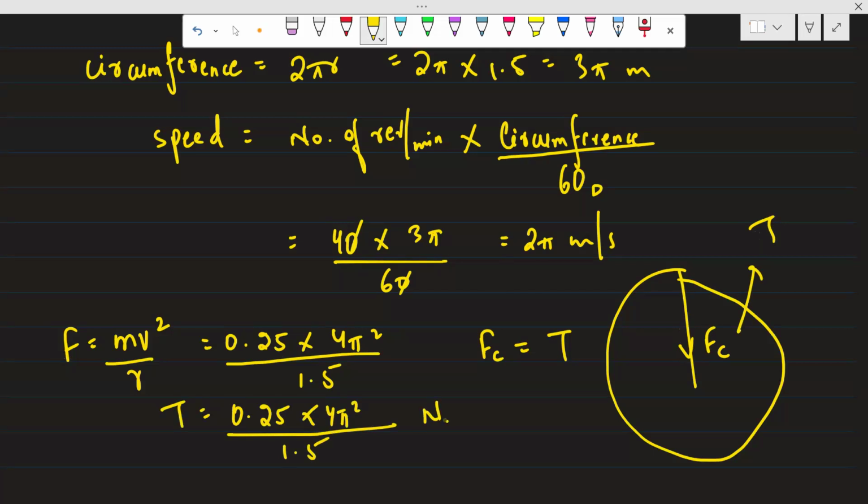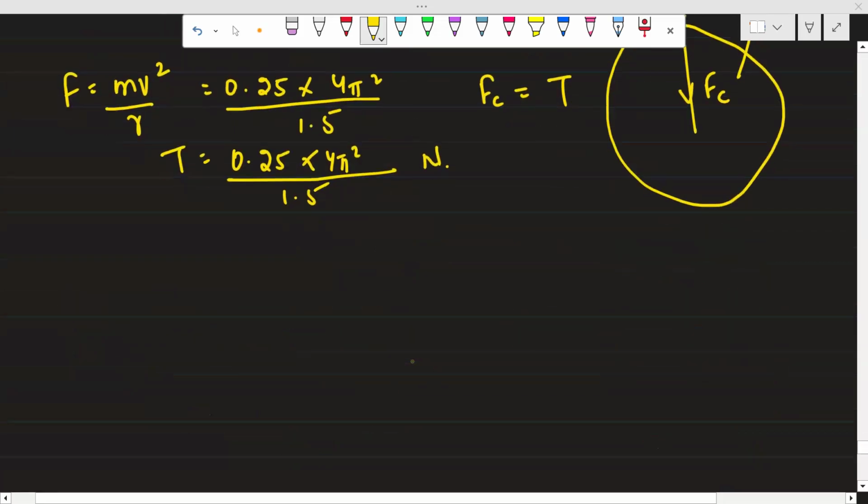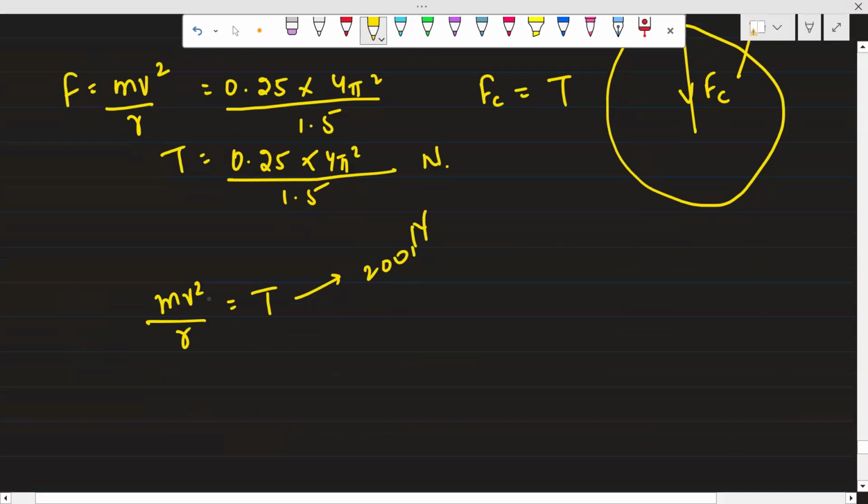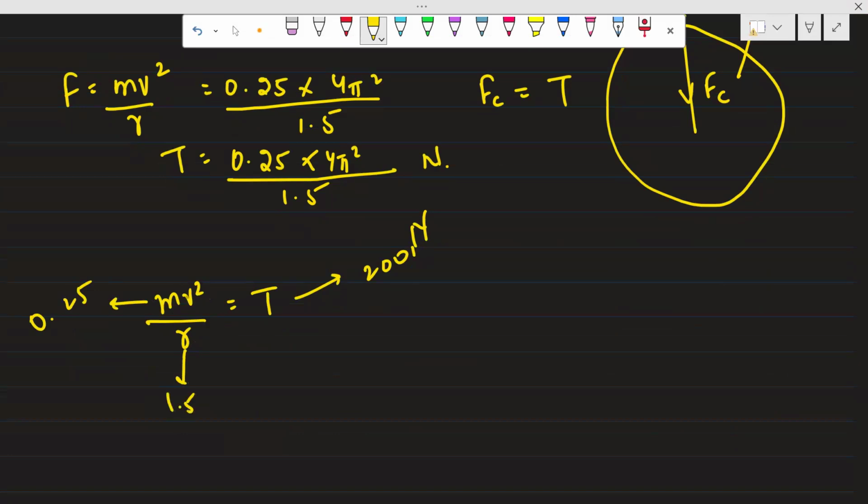Yes, ma'am. It says, what's the maximum speed with which the stone can be whirled around if the string can withstand a maximum tension? Now see, tension is given to you, speed has been asked. So same thing, mv square by r is equal to tension. Use this. This time the tension is given to you as 200 Newton. Mass is still 0.25. Radius is still 1.5. This velocity is missing, which you have to calculate.